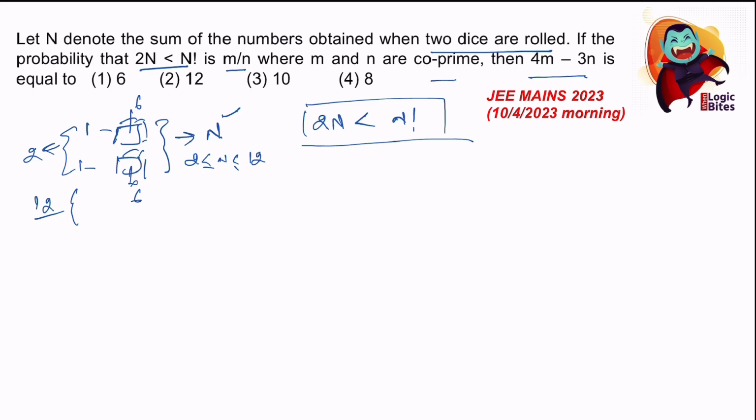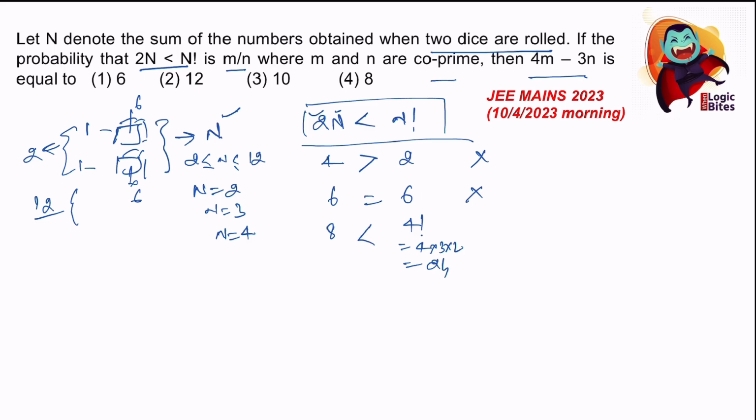When n is 2, this will be 2 to the power 2, that is 4, and factorial of 2 is 2. So 4 is greater than 2, so this is not our required condition. When n is 3, it will be 2 cubed, 8, and factorial of 3 will be 6, so this is also not a required condition. When n is equal to 4, 2 to the 4 is 16, and factorial of 4 is 4 into 3 into 2, which is 24. So yes, 16 is less than factorial 4. So this is our required condition.